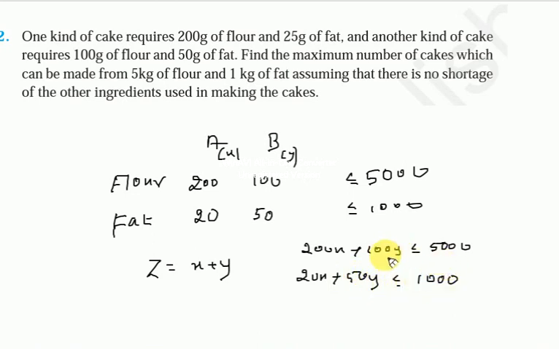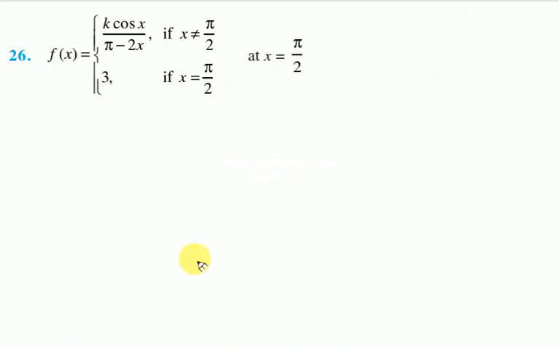You can simply consider this by cancelling two zeros here. It will be 2x plus 10y less than or equal to 50, and here also you can consider 2x plus 5y less than or equal to 100. Obviously, the number of cakes must be greater than or equal to 0. So similarly, look at my passing package and look at the important problems and just solve the problems in the same manner. Now, 4 marks problem.